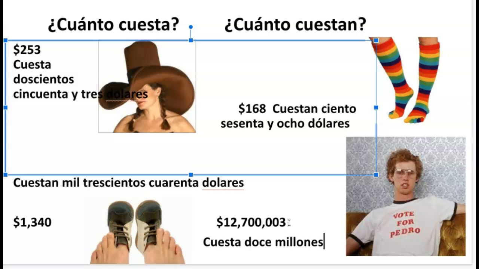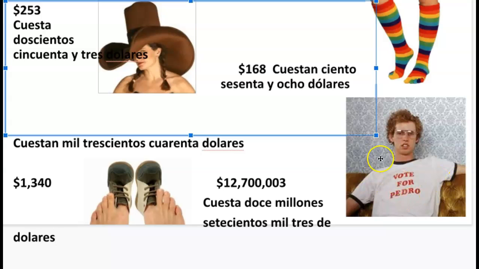12 millones. Scoot on over. 700,000. 3. And remember, before millions, you have to use that de. That's so awkward. Dólares. Whoopsie. There it is. Come here, dólares. All right. Doesn't want to cooperate. So, cuesta 12,700,003 de dólares. And there's no E because there's nothing between the tens and the ones. You just put 3 there.